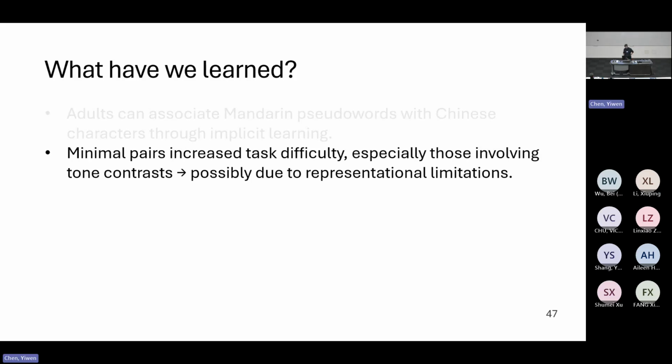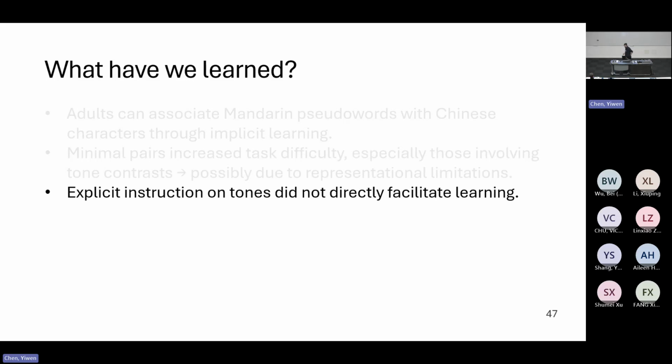We've seen that the minimal pairs increase the task difficulty, especially when you're looking at tone contrasts, which are difficult for native speakers of English. We did find that explicit instruction of tones didn't directly facilitate learning.